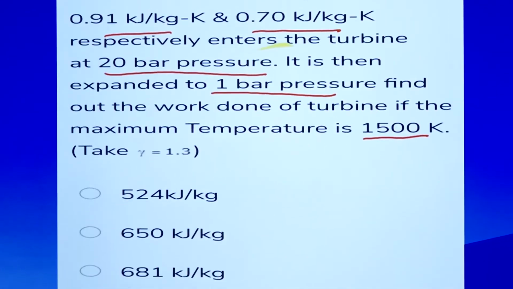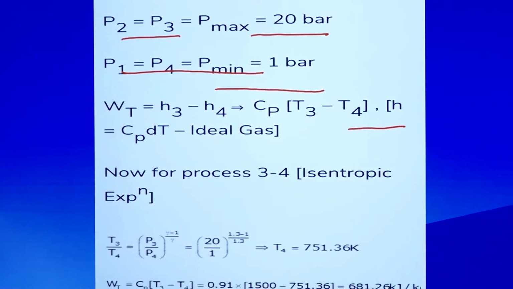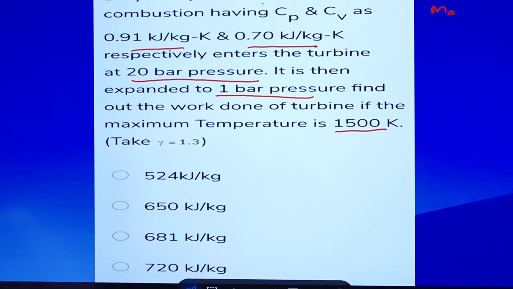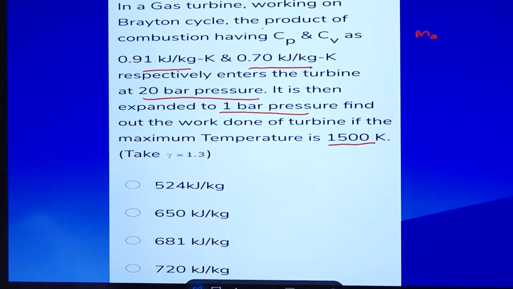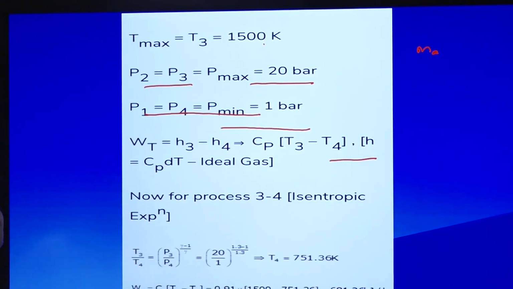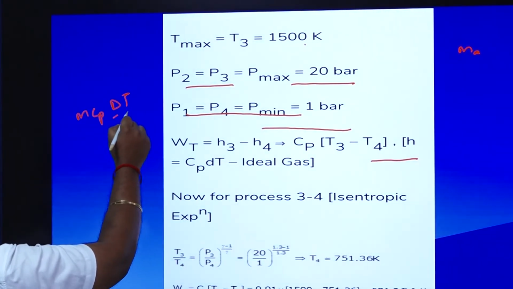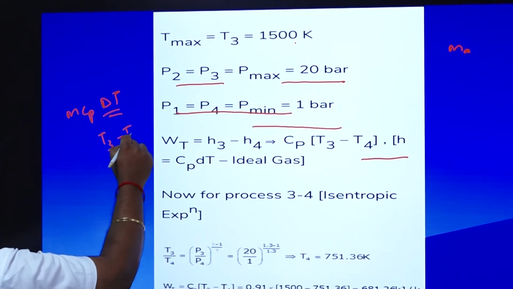So what is the question here? You have to find the work done by the turbine if the maximum temperature is 1500 Kelvin. So the work done is m Cp into del T. So this del T is T3 minus T4.